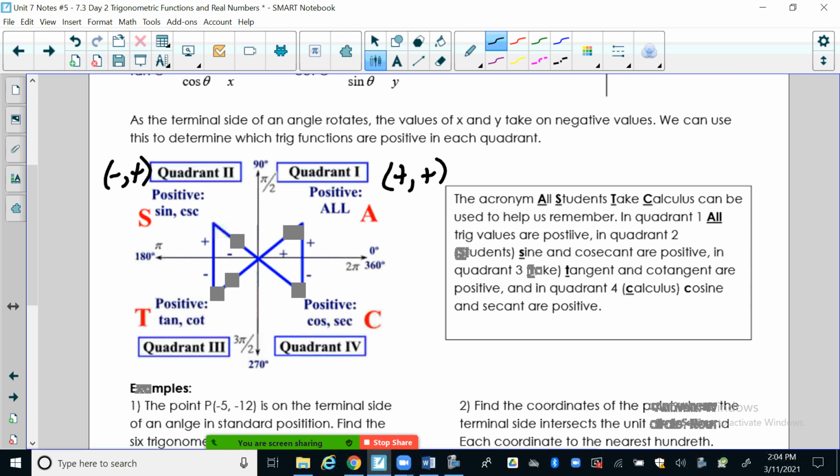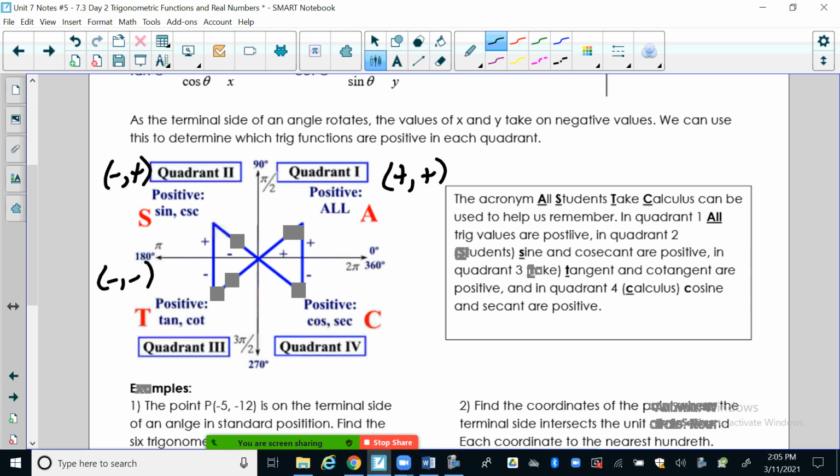In quadrant 3, both x and y are negative, so sine and cosecant are negative, cosine and secant are negative. I said those in the wrong order, but they are all negative. Sine and cosecant are negative, secant and cosine are negative, but tangent and cotangent will be positive since a negative divided by a negative is a positive.